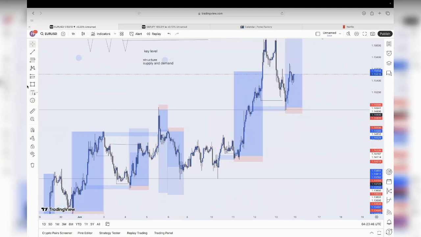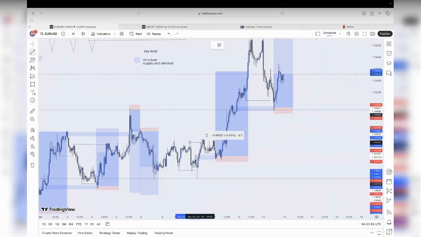So now say this is my sweep of early sellers. Now this is my sweep of early buyers, right? Then this is a minor break of structure, right? Giving me this guy here as my liquidity, and then this mitigation block.